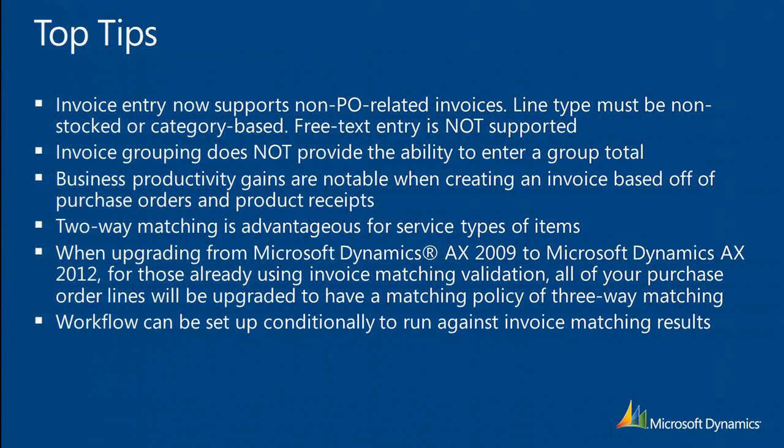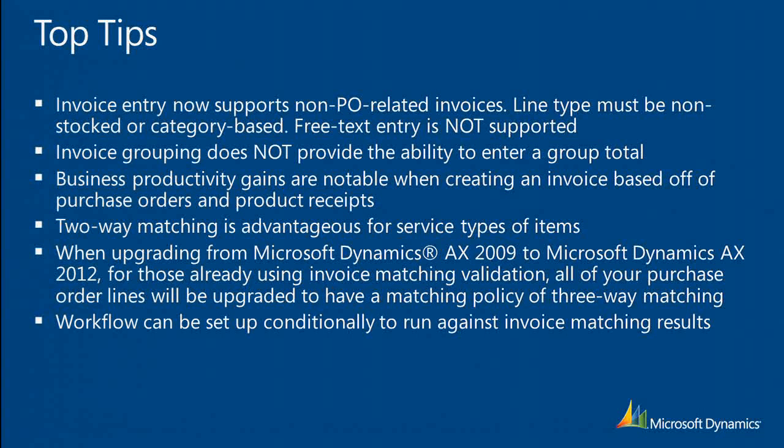We talked about invoice grouping, and the most popular question that I was asked was whether they can enter in a group total associated with that invoice group. The answer is no, that's not supported, but again, that's something we are tracking. Gains are notable if you use the functions off of the invoice to create the invoice based on either your purchase order, or remember even in AX 2009 we added the ability to default based on those packing slips or product receipts. Two-way matching has now been introduced in 2012.